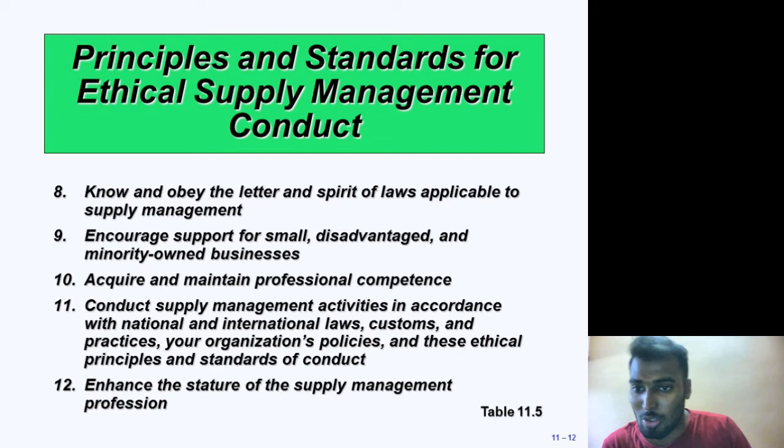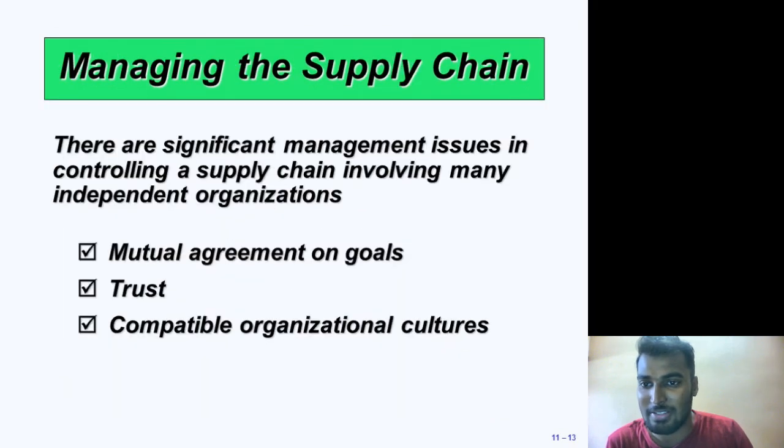We need to know and obey the letter and the laws applicable to supply chain management, and encourage small, disadvantaged or minority-owned businesses, and we need to acquire and maintain professional competence. Professional competence is a major concern in supply chain management. The strategy will be based on professional competence, which in turn increases the profit of the organization, and we need to enhance the stature of the supply chain management profession.